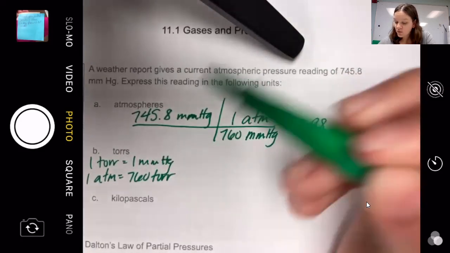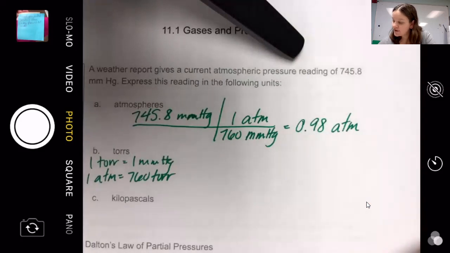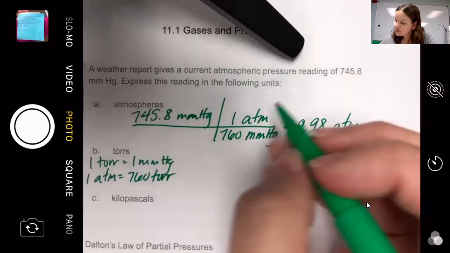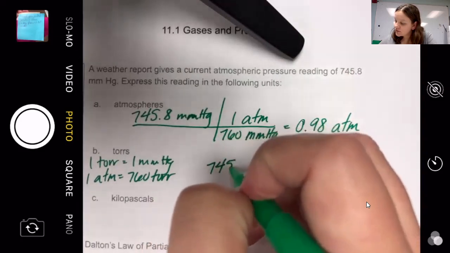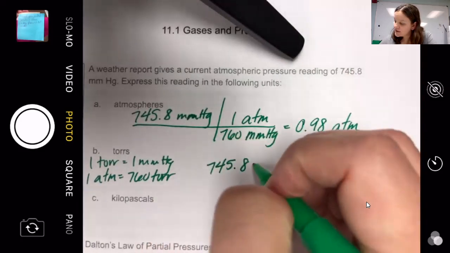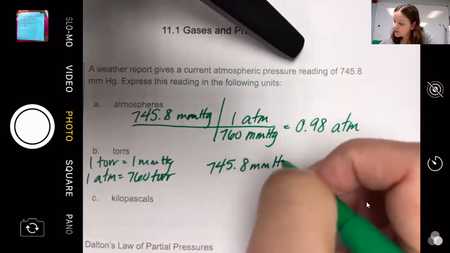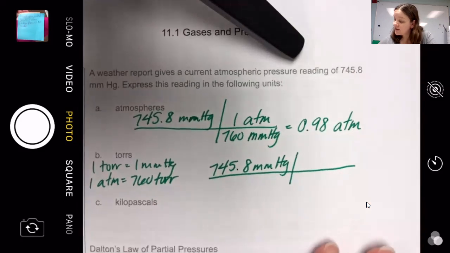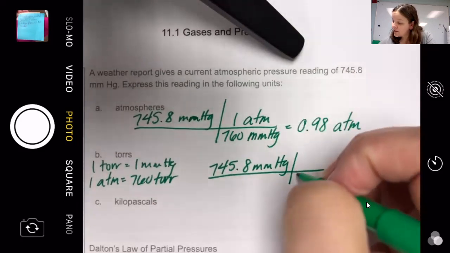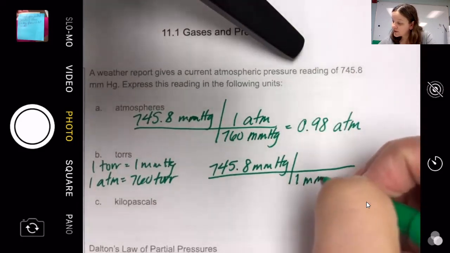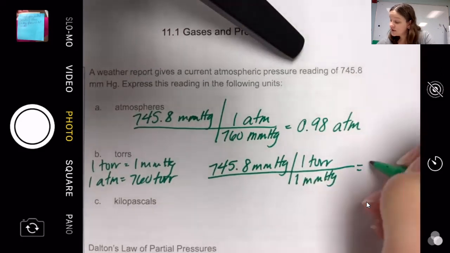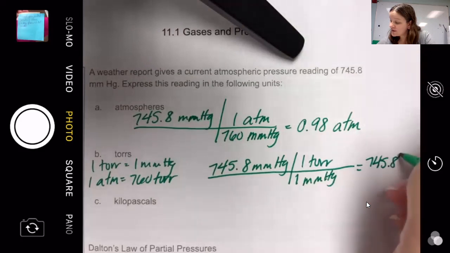The torrs are going to work much the same way here. 745.8 millimeters of mercury. 1 millimeter of mercury is 1 torr, so it shouldn't change: 745.8.